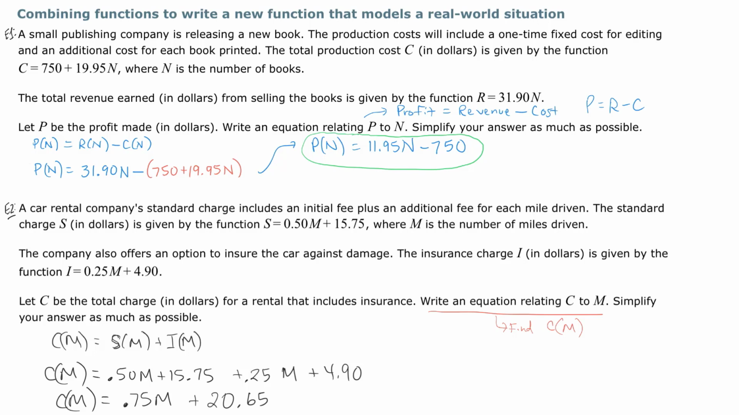Once again, that is your function, and we have a fixed cost of $20.65. And then for every what? What is M? For every mile driven, you're going to be charged another 75 cents. So that's how you read this linear function. Let's go ahead and circle our final answer. There we go.